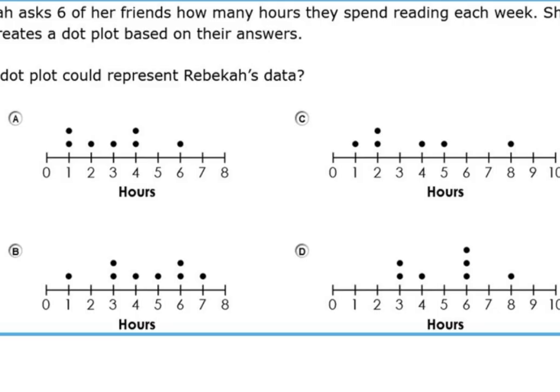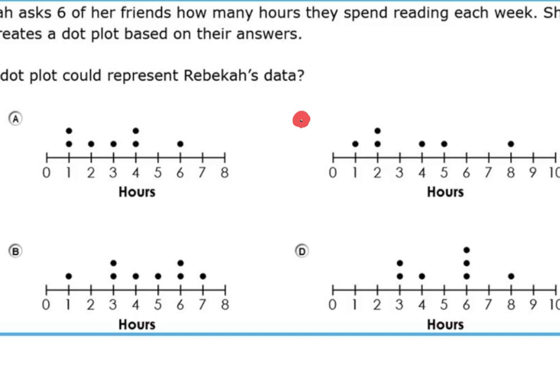I'll read it again. Rebecca asks 6 of her friends how many hours they spend reading each week. She creates a dot plot based on their answers. Which dot plot could represent Rebecca's data? Skylar, what do you think? I think it's C because there's 6 people in total, and all the other ones have 7. Yeah. C is the only dot plot that shows 6 data points, and she asked 6 people how long they spend reading.